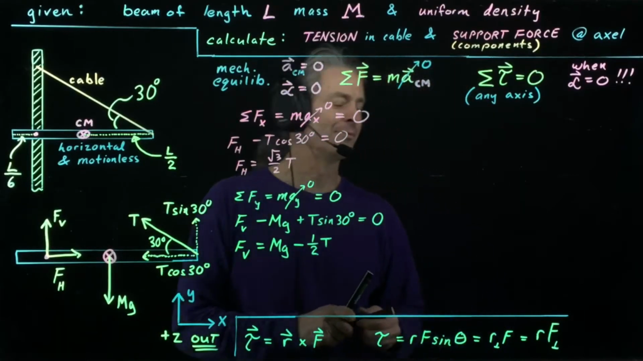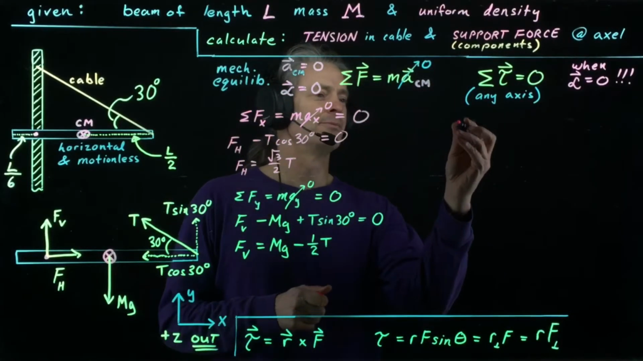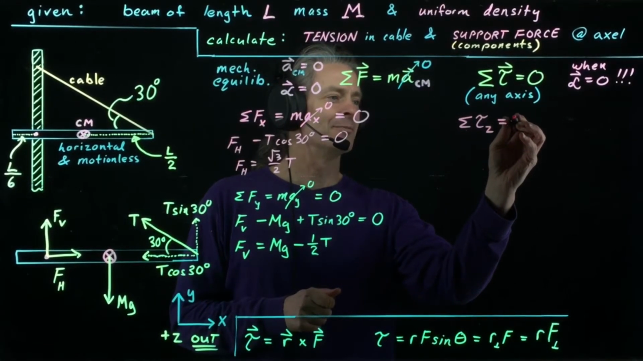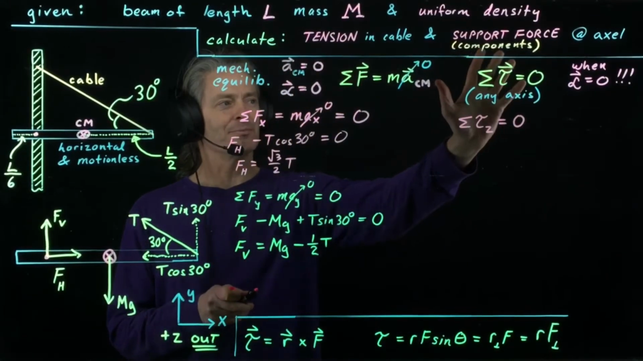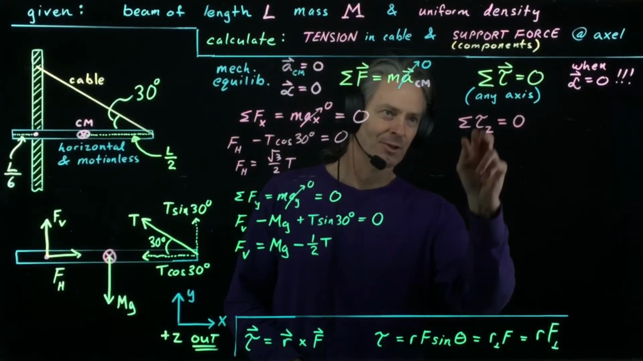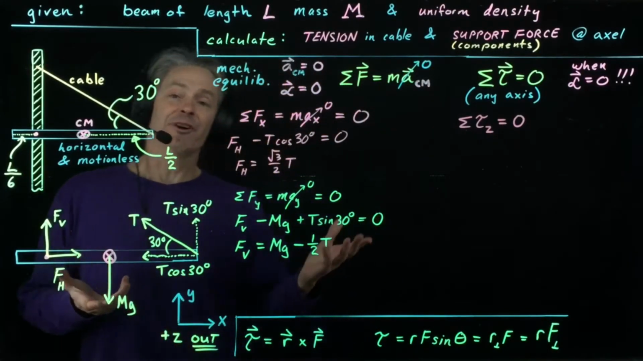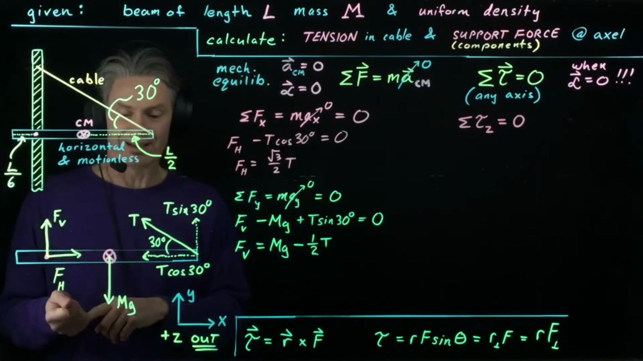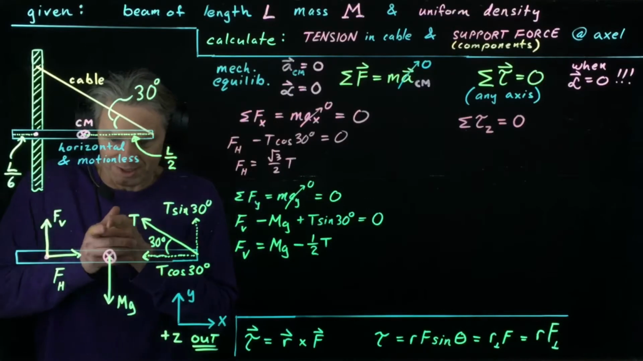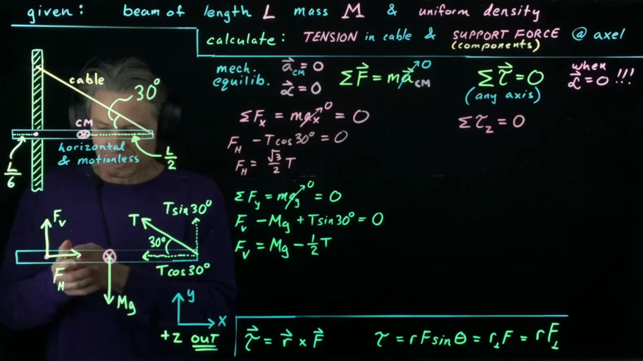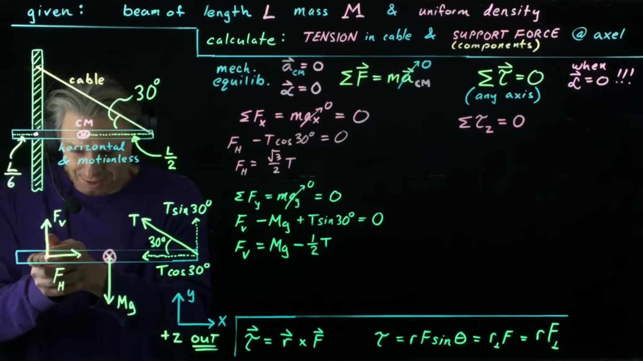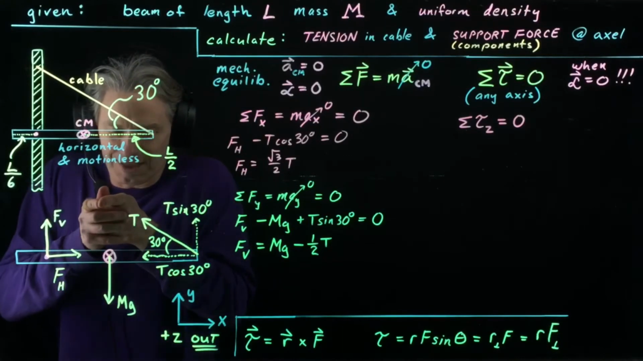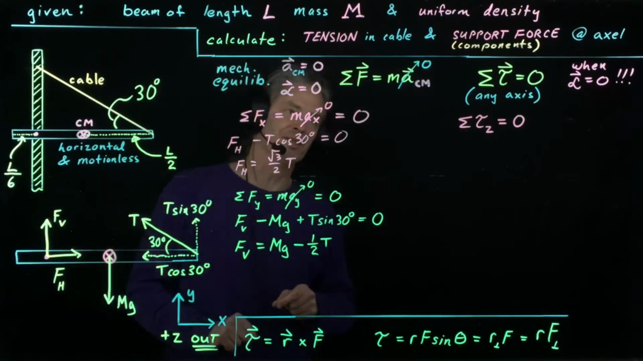So let's plug that in. Sum of the torques calculated about the z-axis must be equal to 0. That's the z component of this equation. Now, I'm free to choose any z-axis I want as long as it's perpendicular to the xy plane and has the correct positive direction out toward you. So I could choose my z-axis here, here, or here. It doesn't have to be on the object.